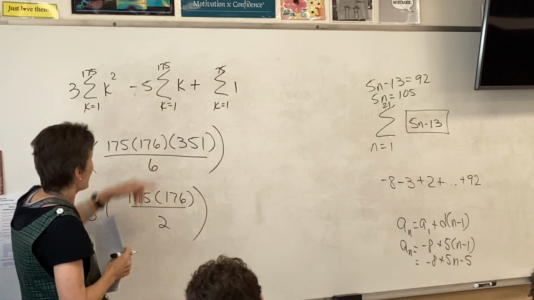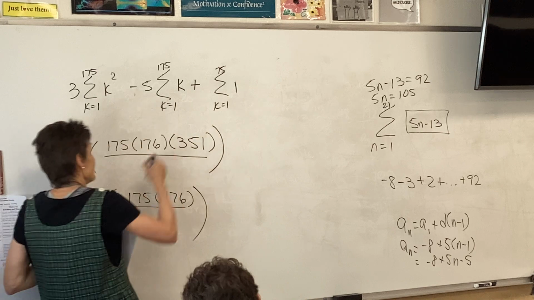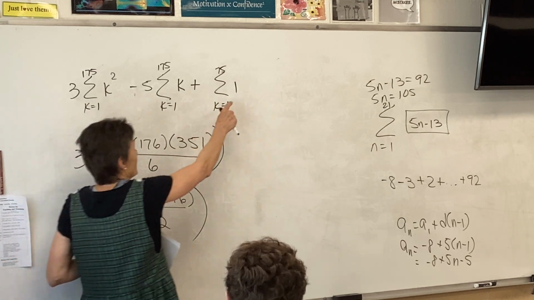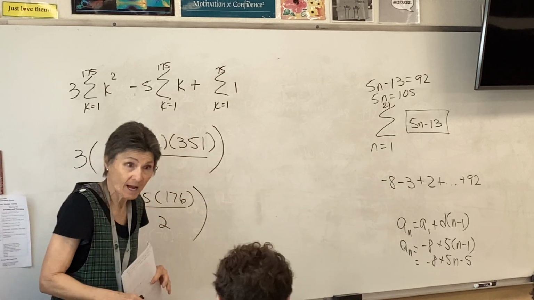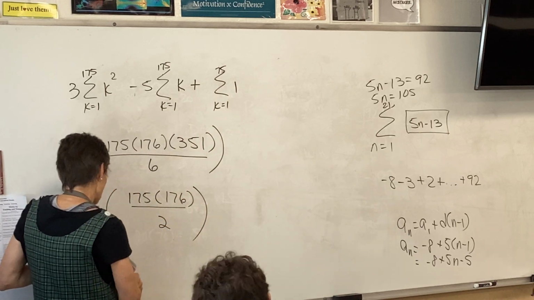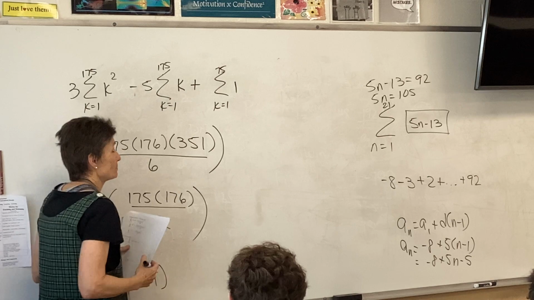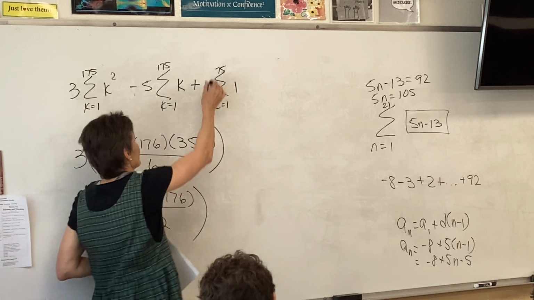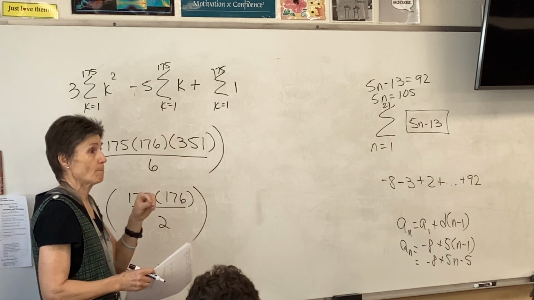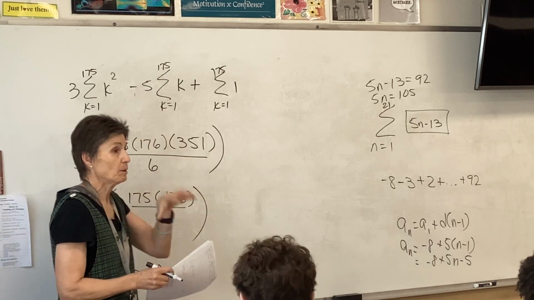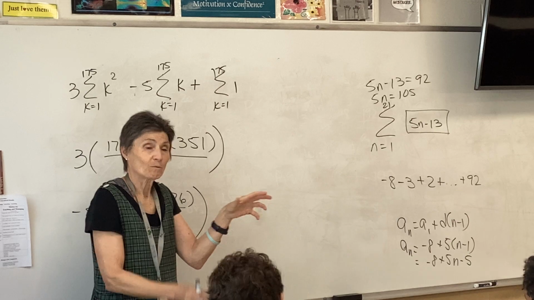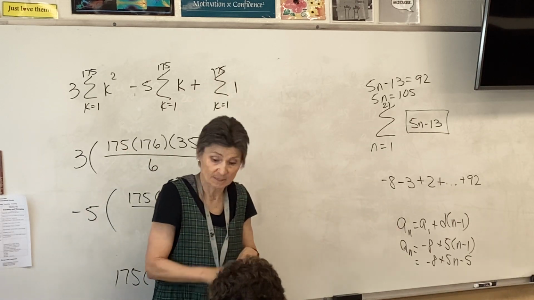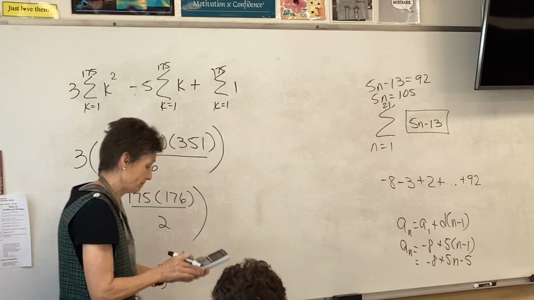Yep. And then what about this last one? This last one says we are just going to add up 175 times, so that's just 175 times 1. Oh, 175, yeah, I wrote it wrong. Every term of this sequence has a plus 1 on it, so if we split it up, we have to add that plus 1 175 times. We just figure it out.